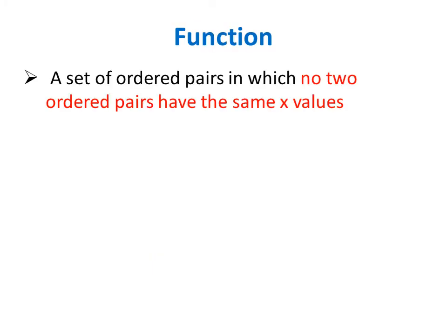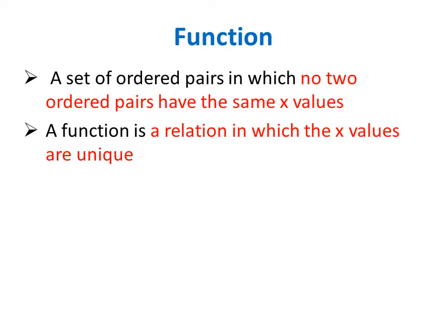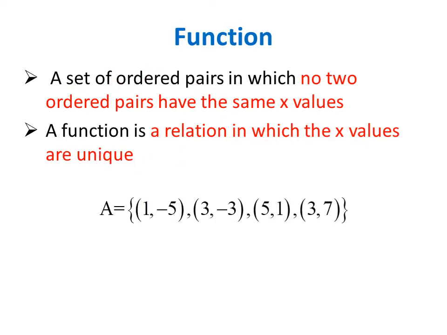Now, what is a function? A function is a set of ordered pairs in which no two ordered pairs have the same x values. Therefore, a function is a relation because again, it is a set of ordered pairs in which the x values are unique. For example, this set A is a relation because it is a set of these ordered pairs.